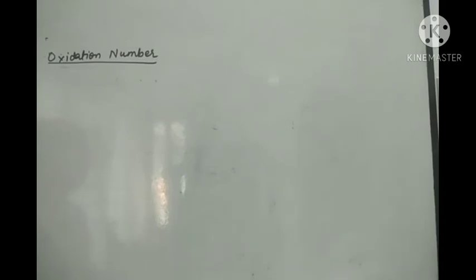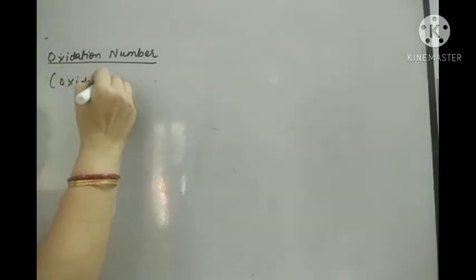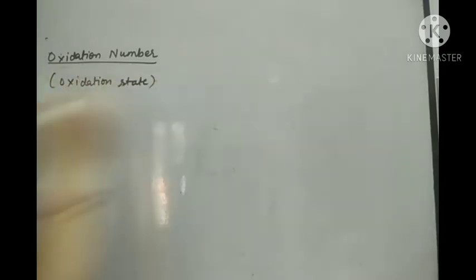Now the next topic in this chapter is oxidation number. So we have completed the introduction part of redox reaction. Now we are moving to the main part of this chapter, oxidation number. It is also known as oxidation state. Now what is the meaning of oxidation state?